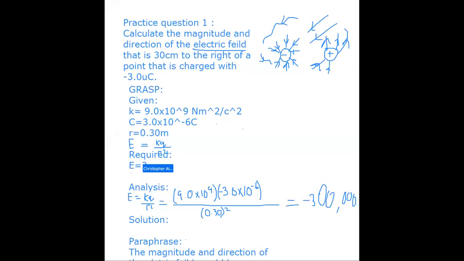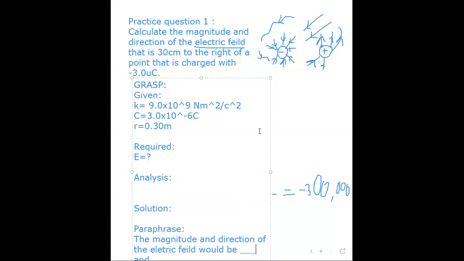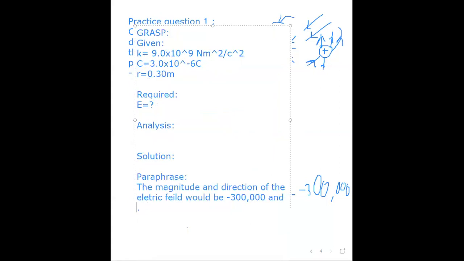Then let me just finish up. Oh, paraphrase, right? So we'll scroll down here. Now we can complete it by saying that the magnitude and direction of the electric field would be minus 300,000, pointed toward the negative electron. Okay, great.